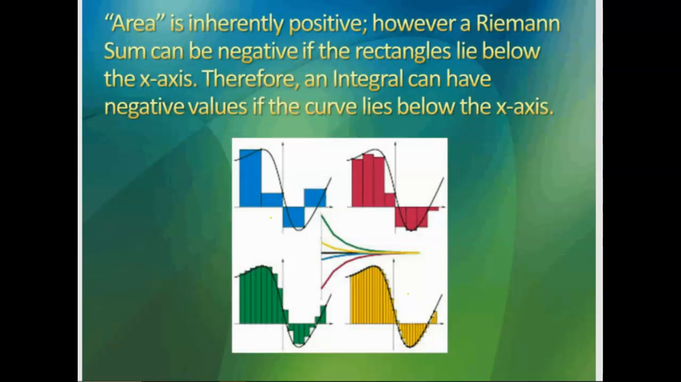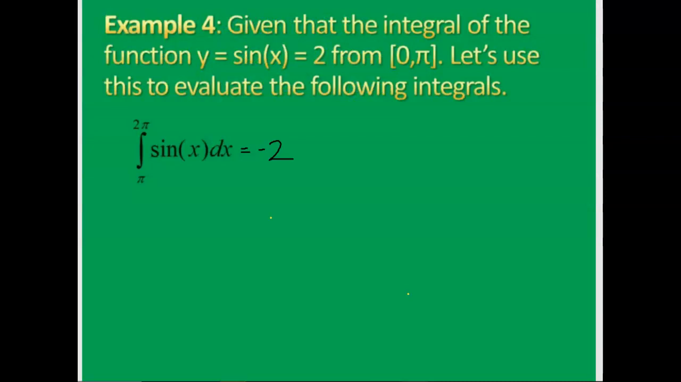For the next example, we're pretty much going to be taking into account one value and using it to find a whole bunch of others. So we're given that the integral of the function y equals the sine of x is equal to 2 from 0 to pi. So let's imagine what that's saying.